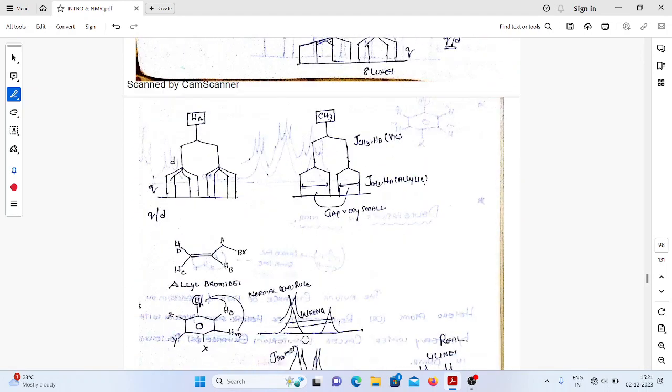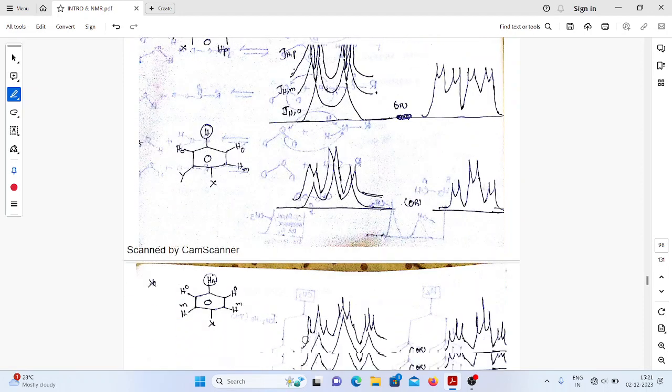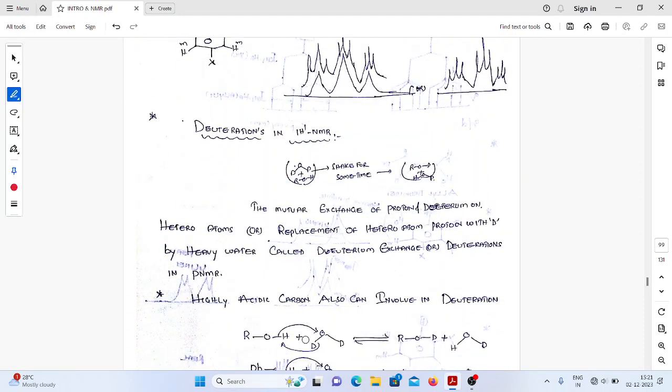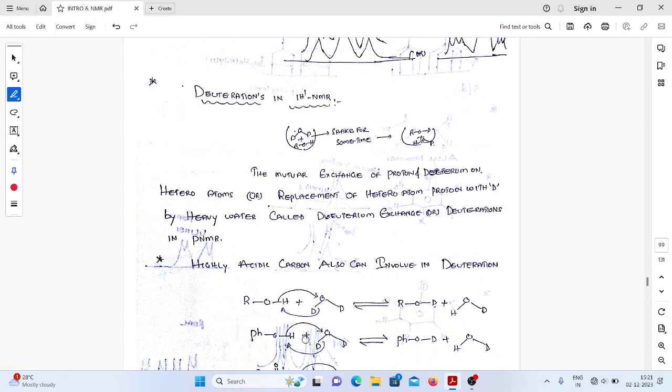So these are some of the examples related to NMR. Right? In the next video, we will be having a discussion on deuteration in proton NMR. Okay. Thank you.